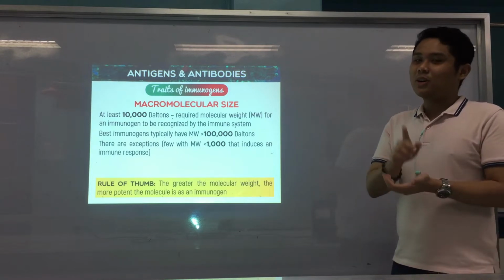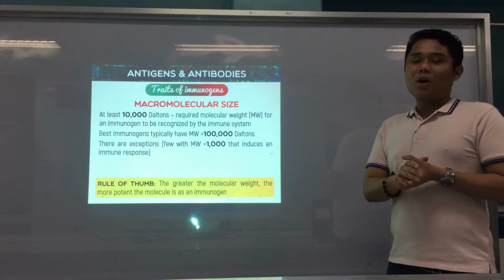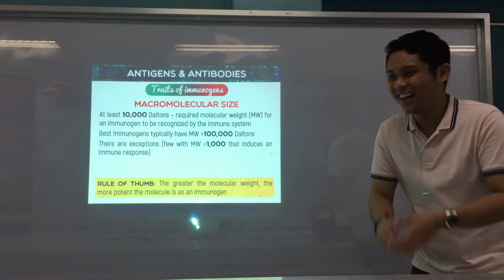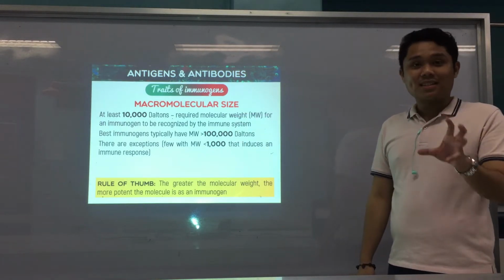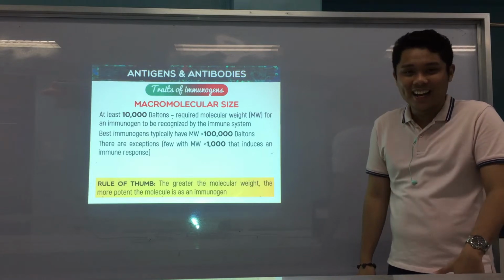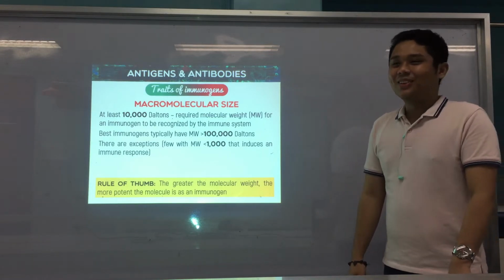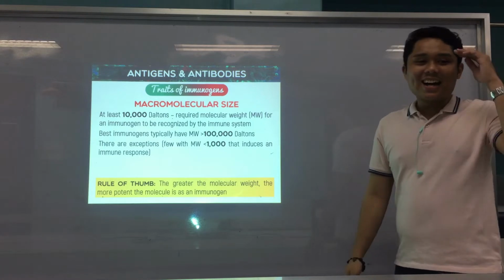Alright? Okay, so that is the rule of thumb, guys, ha? We always choose the bigger. Charot. Okay. Alright, so what is the minimum? 10,000 Daltons. But the best, usually, are greater than 100,000 Daltons. My gosh, Mark. Ang aga-aga pa.